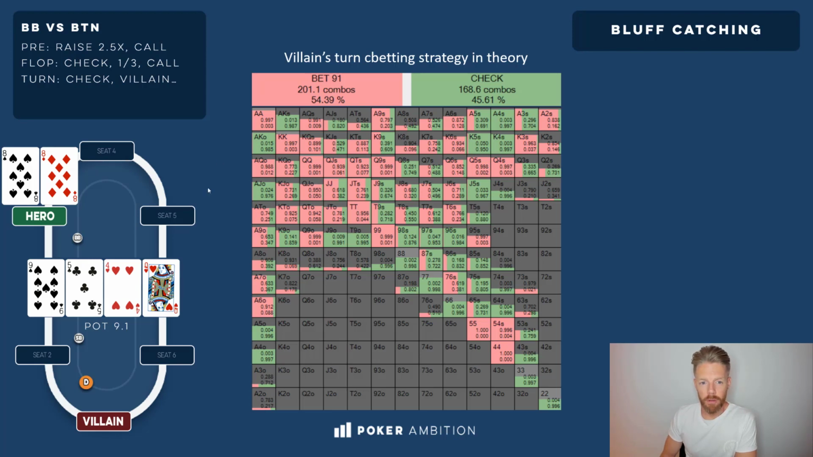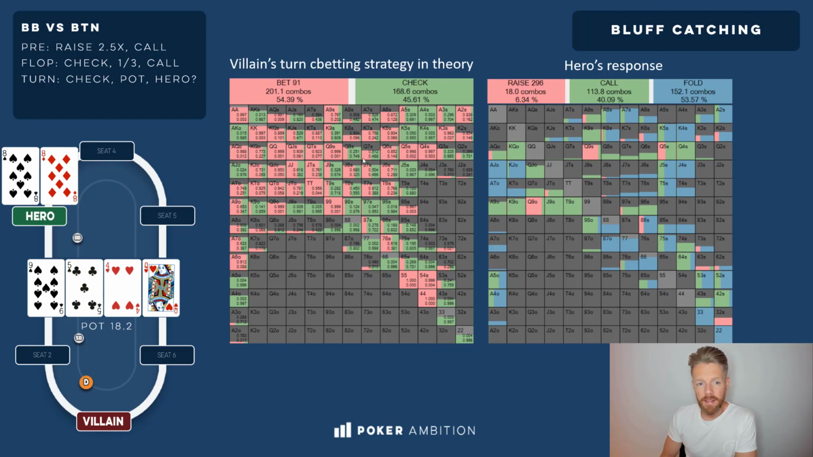But this is the turn c-betting strategy in position in theory. Let's look at what we should do. Basically, against this strategy, we should be folding around 53% of the time. And we have pocket eights, he bets pot. We see that pocket eights is a clear fold, which makes quite a lot of sense.